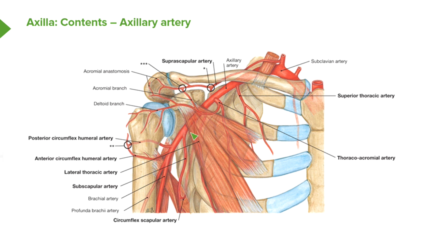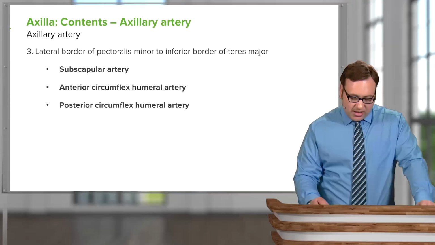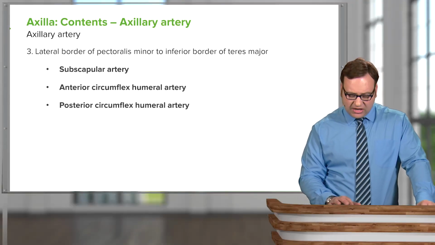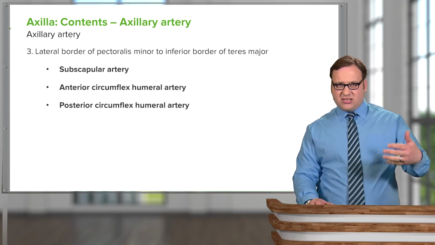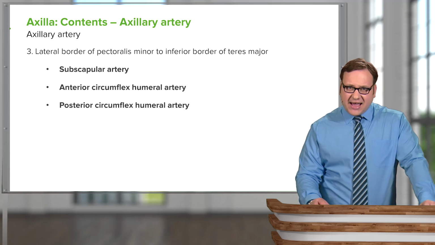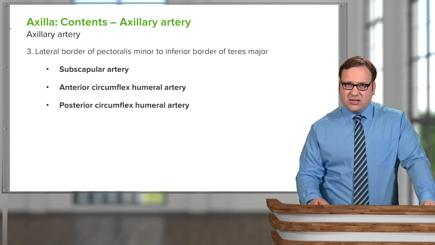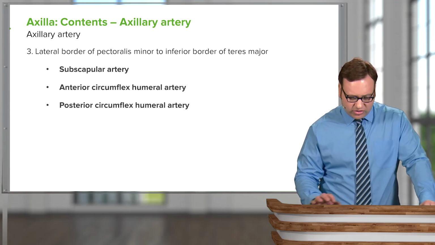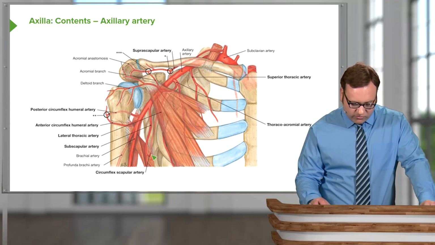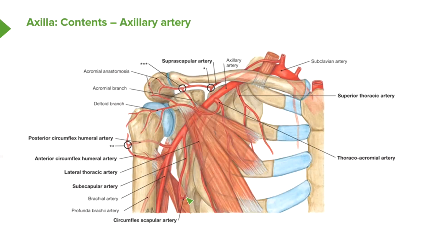Within the axilla, we then have the third part of the axillary artery, and this gives rise to three blood vessels: the subscapular artery, the anterior and posterior circumflex humeral arteries. So the subscapular artery, we can see the subscapular artery running down in this direction, and we can see that may well go on to form various anastomoses around the scapula.